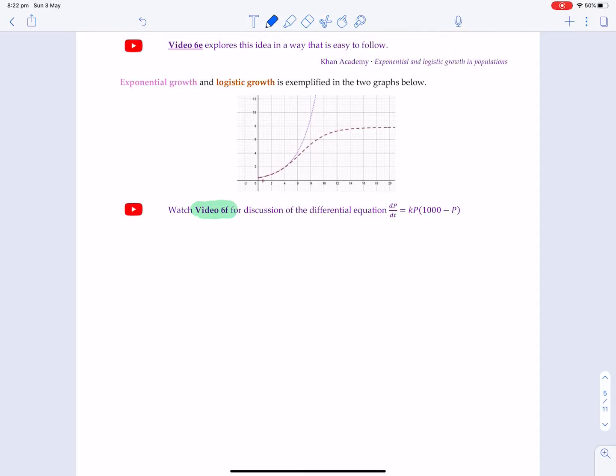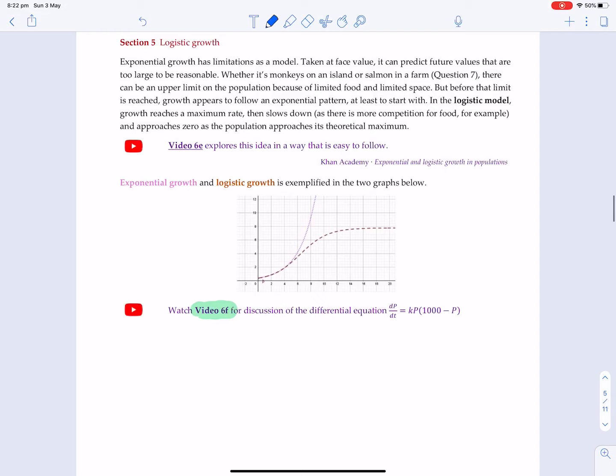So we can see in the introduction here, the idea is that exponential growth has this tendency to get way too big for the problem space. So if you've got bacteria in a petri dish, there's a finite number of bacteria that can be in there. So exponential growth just grows larger forever, and life doesn't work like that.